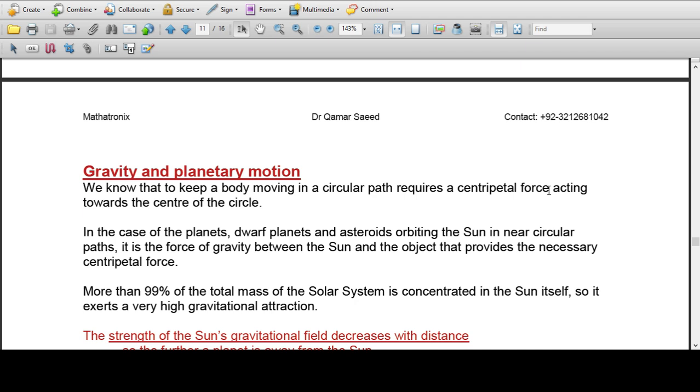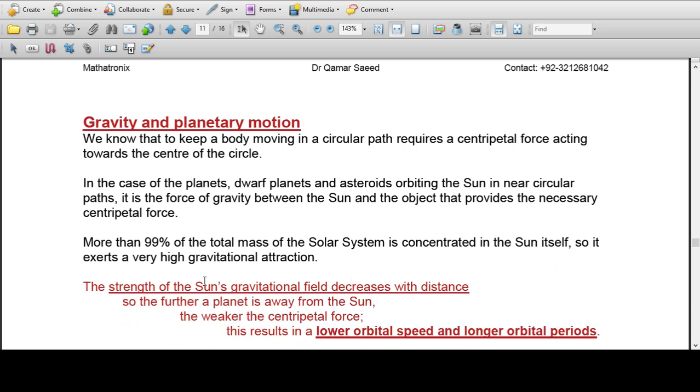More than 99% of the total mass of the solar system is concentrated in the Sun itself. So it exerts a very high gravitational attraction.